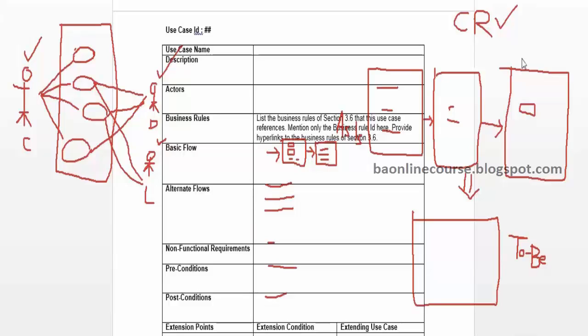But if a full-fledged system is being developed and a detailed BRD is being written, the functional requirements are generally captured using a use case diagram.